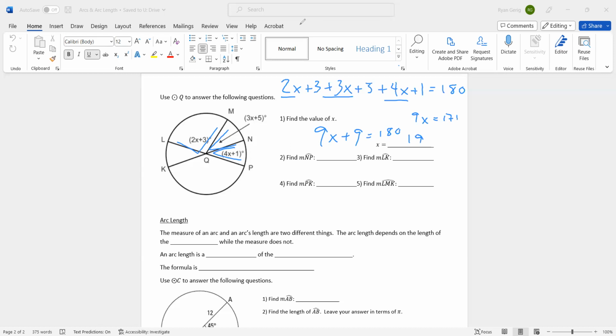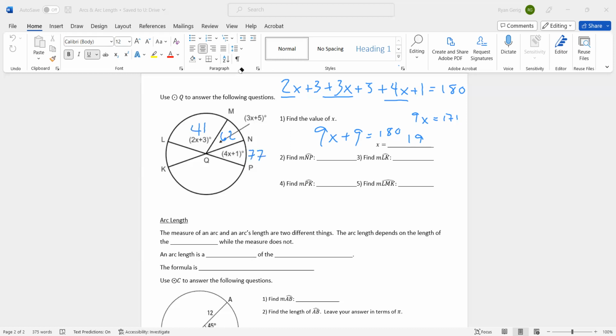All right, now what are we going to do with that? I'm going to plug those in. I'm going to plug 19 in, and I get, let's see here. Grab my calculator. 2 times 19 is 38, plus 3 is 41. So this angle here is 41 degrees. 3 times 19 plus 5 is 62. I know they're not drawn to scale. I get that. And then the last one is 4 times 19 plus 1 is 77.